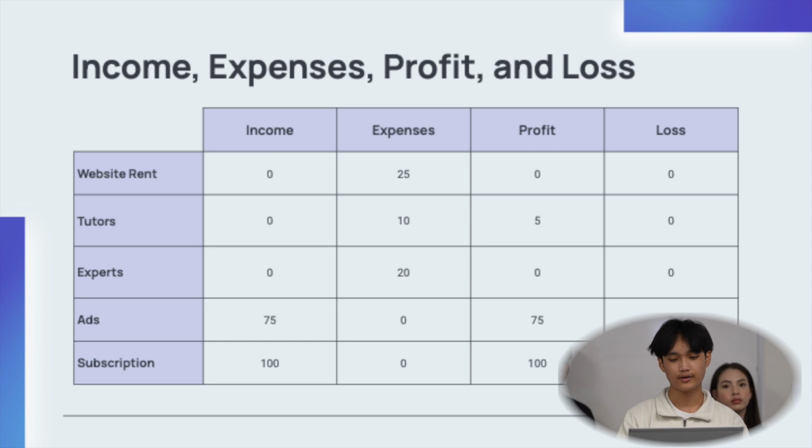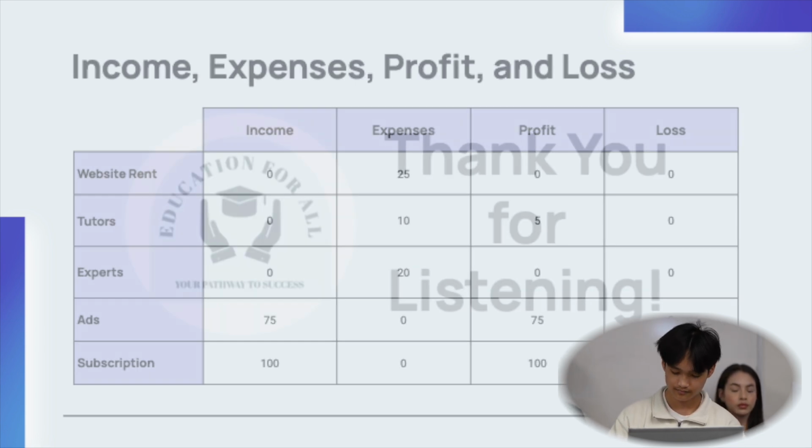For our income and expenses, profit and loss sheet, you would spend $25 on the website rent. You would pay tutors $10. You would have $20 worth of expenses for experts. We would make $75 off of ads and $100 off of subscriptions.